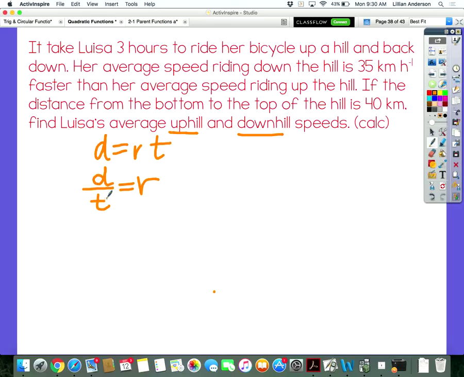Now, in order to travel 40 kilometers uphill, correct? From the bottom to the top, it's 40. How long did that take her?